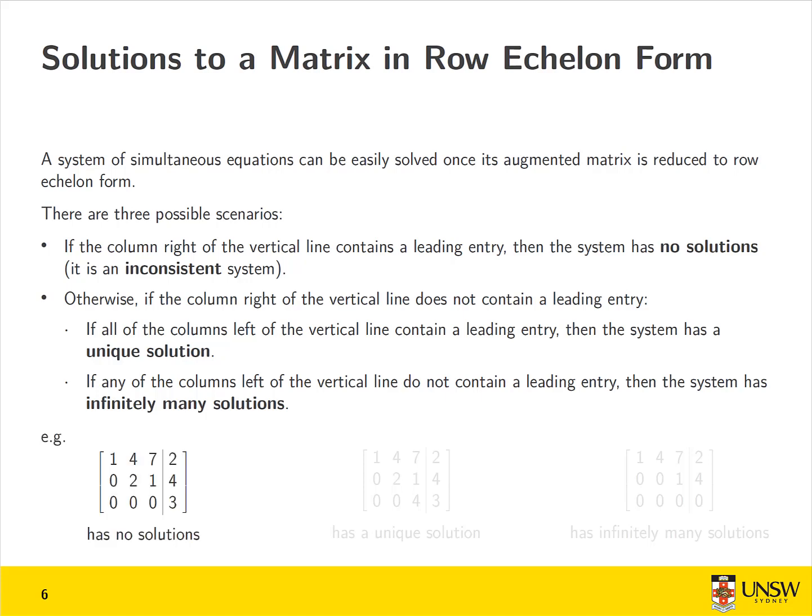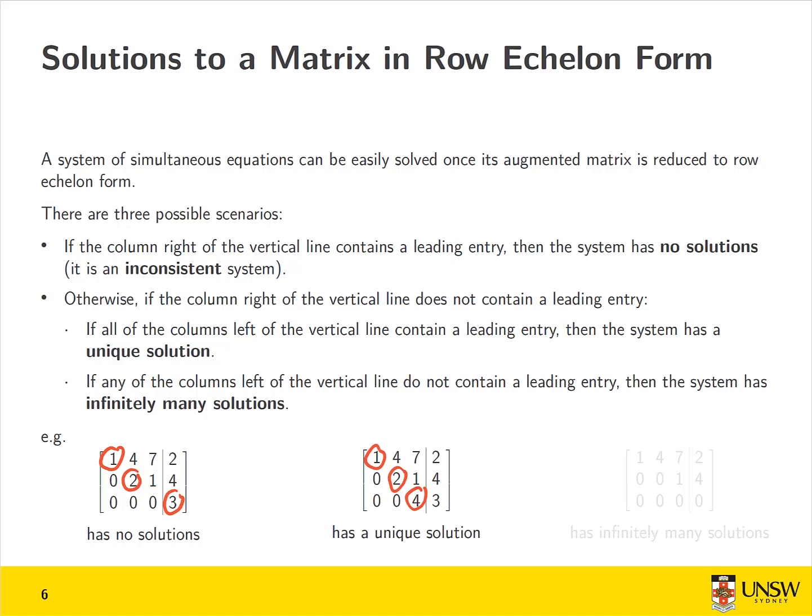For example, the leading terms in this matrix are here, here, and here. The rightmost column contains a leading term, so the system will have no solutions. The leading terms in this matrix are here, here, and here. The rightmost column does not contain a leading term, so the system has at least one solution. Furthermore, all of the columns left of the vertical line contain a leading term, so the system has exactly one unique solution.